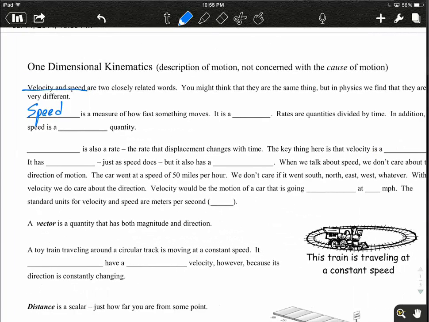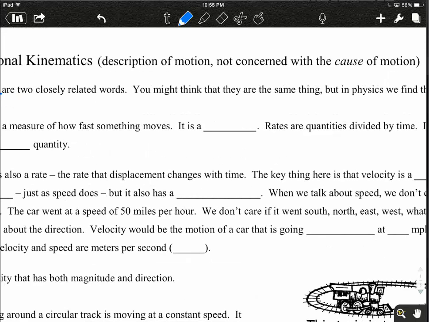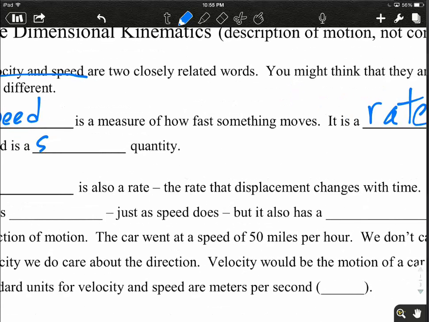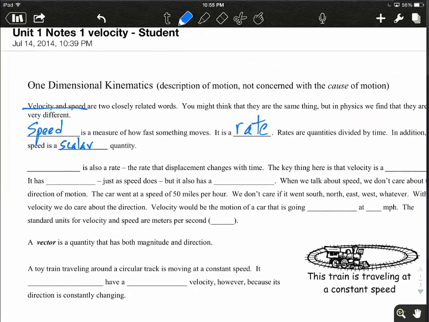Speed is a measure of how fast something moves, right? And we said that it is a rate, and all that means is it's something measured over time. It's meters per second, so it's a rate. Rates are quantities divided by time. In addition, speed is a scalar quantity, and we discussed what scalar means, and we'll get into what a vector quantity means also.